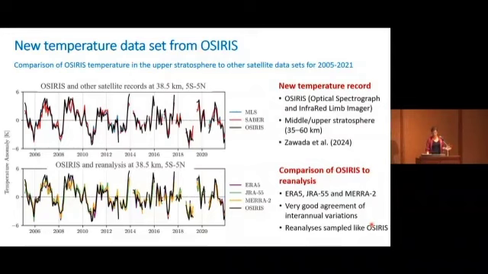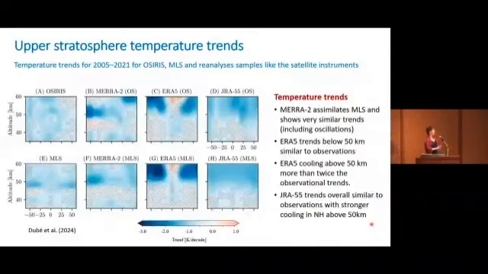We've taken these time series and then calculated trends. And you see here the trends as a function of latitude and altitude. And from OSIRIS, that's the upper left. From MLS, that's the lower left. And then we sample each reanalysis with the two satellite sampling patterns. So each reanalysis has two little panels here.